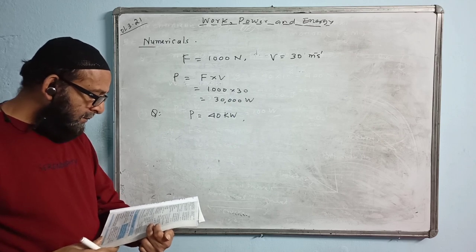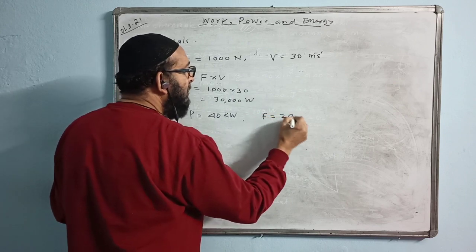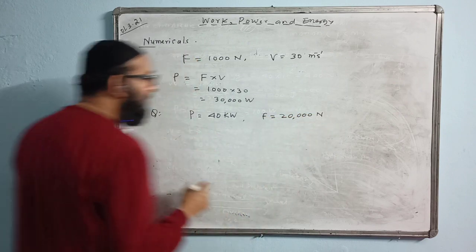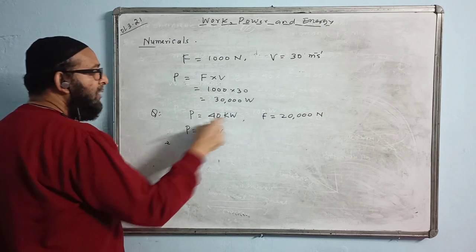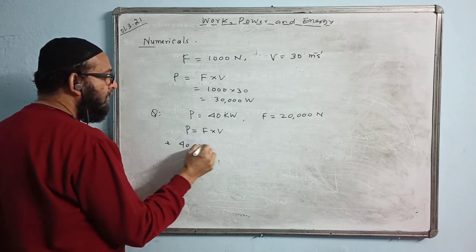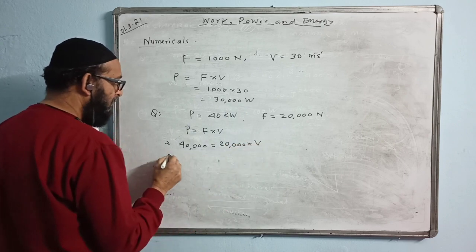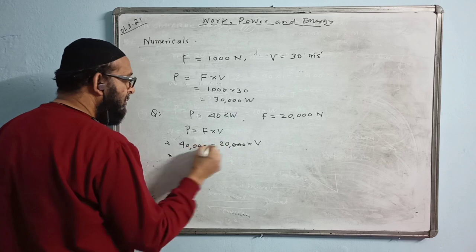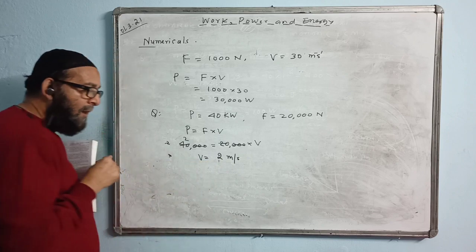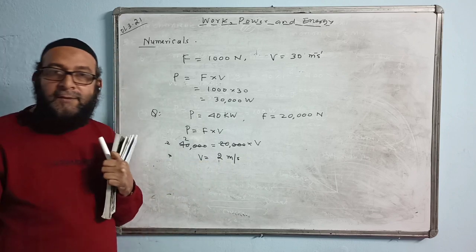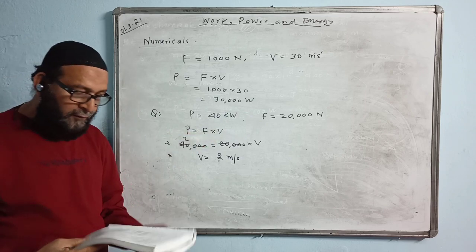At what speed it can raise a load of 20,000 Newton, like F. F is equal to 20,000 Newton. You have to find the velocity. Write the formula P equal to F into V. 40 kilo is 40,000. Here we write 40,000. Force value 20,000 into V we have to find. Now 30 30 will go, 2 2 times will go. The value of V is coming 2 meters per second. This is the answer. When power is given and force is given and then asking find velocity, P equal to F into V. Direct selection of formula.